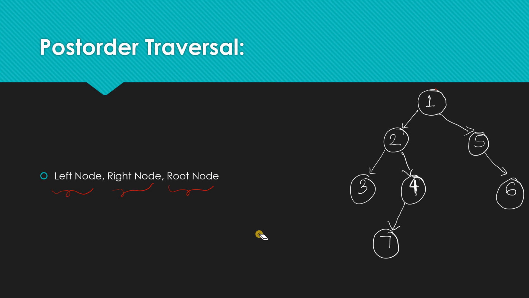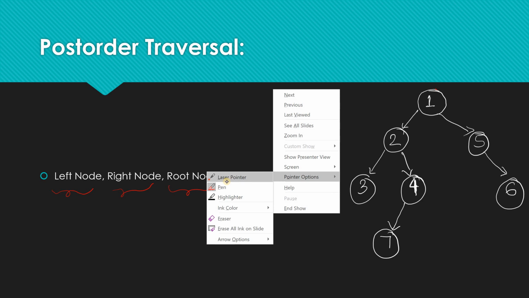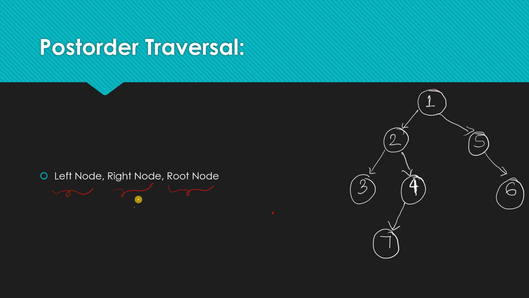Let me just change the pointer. Okay, so let's start with writing the post-order traversal for this tree. First we'll start from the root. What does it say? It says first we have to explore the left node.